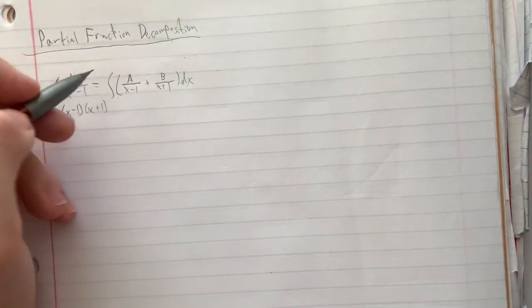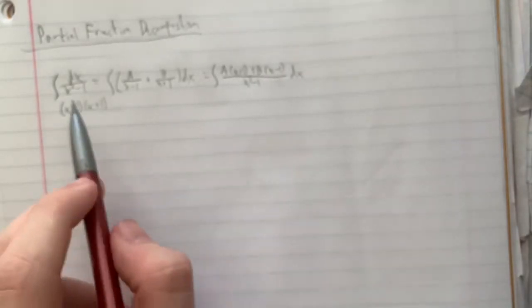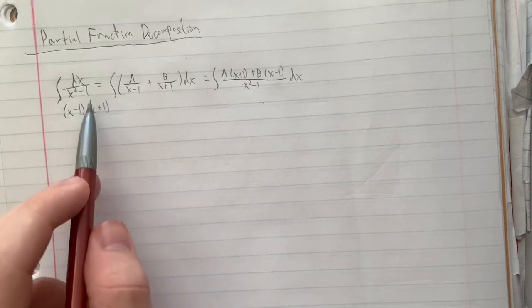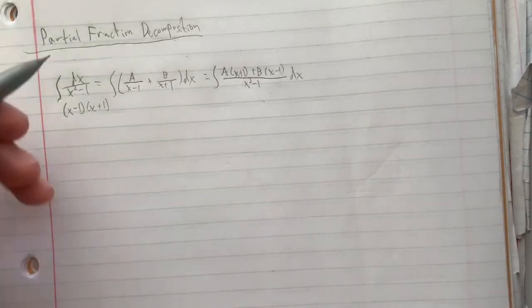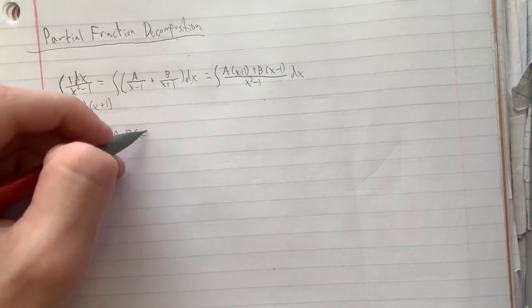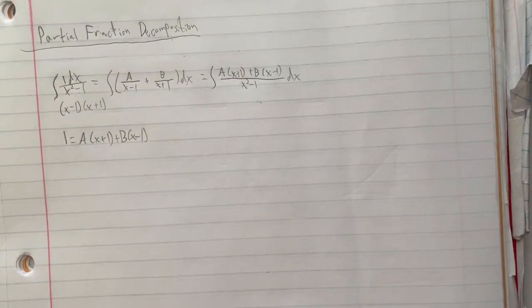If we try to combine the least common denominators, this is going to be equal to a times x plus 1 plus b times x minus 1 over x squared minus 1. This is all dx. But you'll notice that these two denominators are equal. If we have two equal fractions and the denominators are equal, that means the numerators also have to be equal. This numerator is 1 dx. So that means 1 has to equal a times x plus 1 plus b times x minus 1. And now we can solve for a and b.